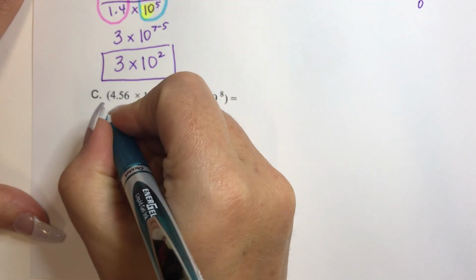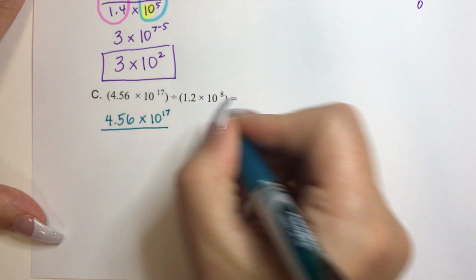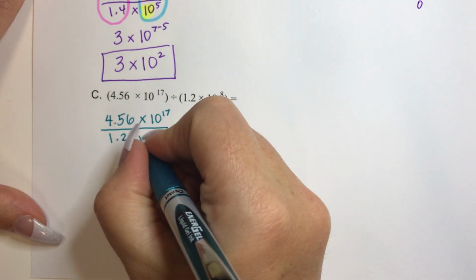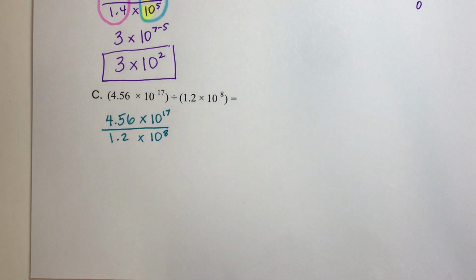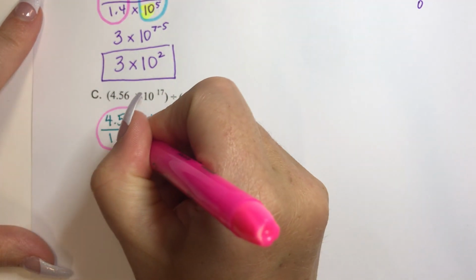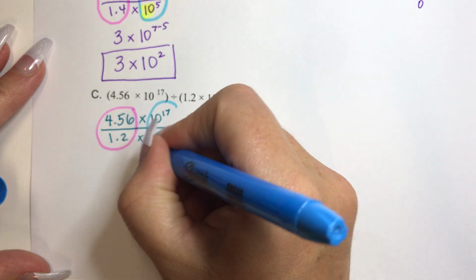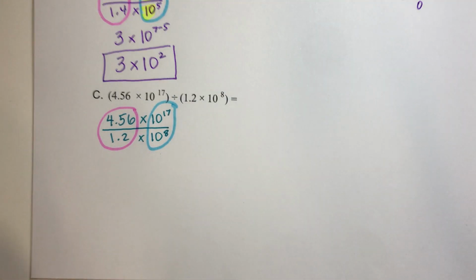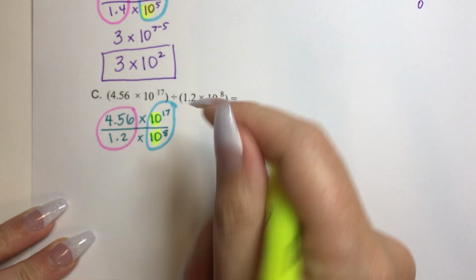I'm going to start by rewriting this problem as a fraction. Okay, the first bit is this. I'm going to divide it into 2 parts, right? And then the second part is that quotient rule. We can use the quotient rule because we have the same bases. It's that cheat rule whenever they have the same base and it's division.